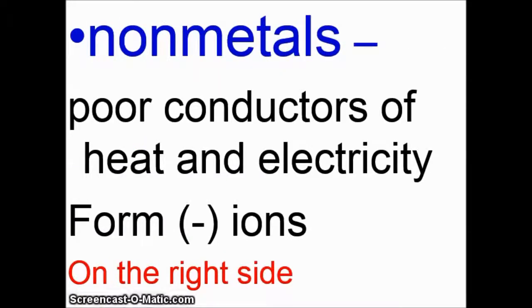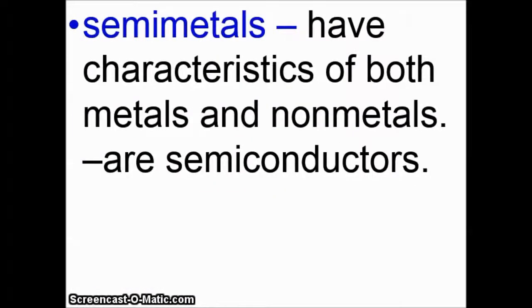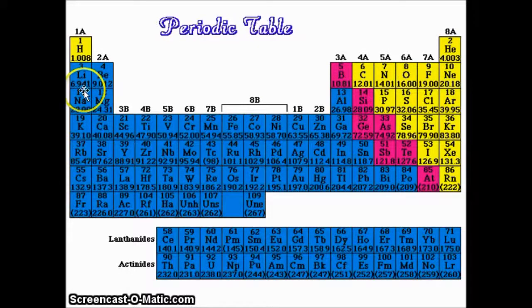We also have nonmetals. These are poor conductors of heat and electricity, and they form negative ions, and they're on the right side of the periodic table. And in between the metals and the nonmetals are the semimetals, also known as the semiconductors or metalloids, and they have characteristics of both metals and nonmetals. And so let's look at the periodic table with these color-coded. The blue ones are the metals, and you can see that the majority of elements are metals. The yellow are the nonmetals, and then you have this magenta color, that's the semimetals or the metalloids or semiconductors.